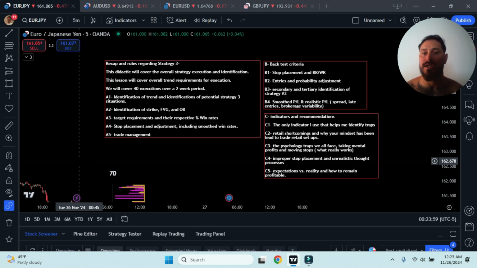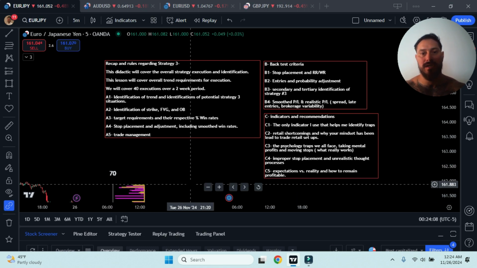The only indicator I use that helps me identify traps, which is pretty much the entire strategy. It's unfortunately taking advantage of retail traders. C2, retail shortcomings and why your mindset has been led to trade retail setups.